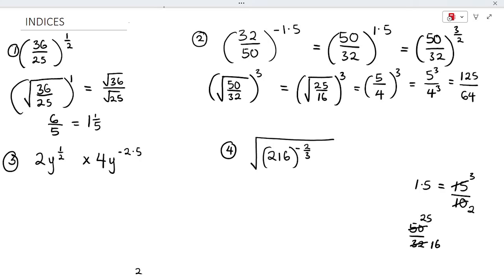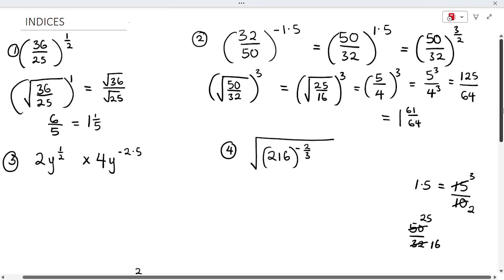Then again, this is an improper fraction. So you can decide to say, oh, I want to convert it to a mixed number. 64 divided by 125 can only go once, because 64 times 2 is 128. So it can only go once, and our remainder is 61. So you can leave it as 125 over 64, or you can take it to become one whole number, 61 over 64.